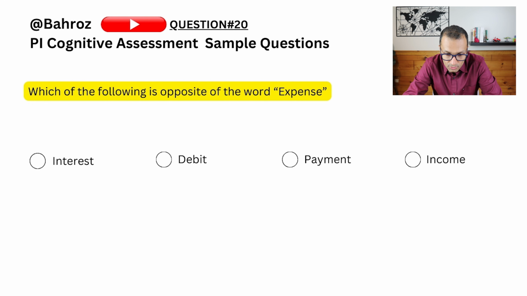Which of the following is opposite to the word expense? Opposite to expense is income. It's like income and expenses in the P&L line. So income and opposite is expense.